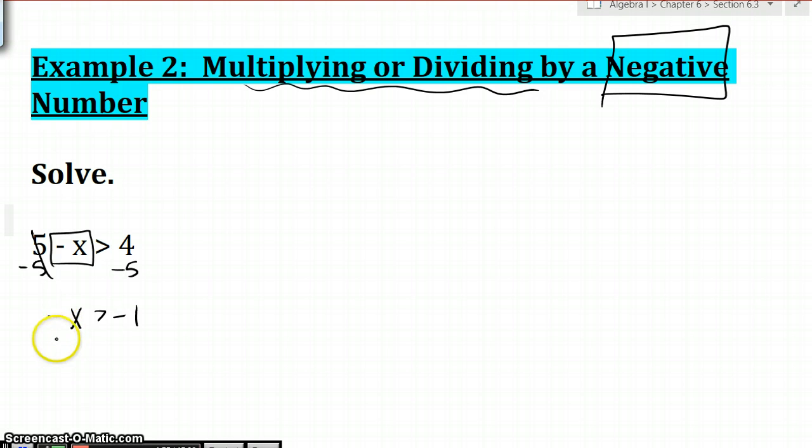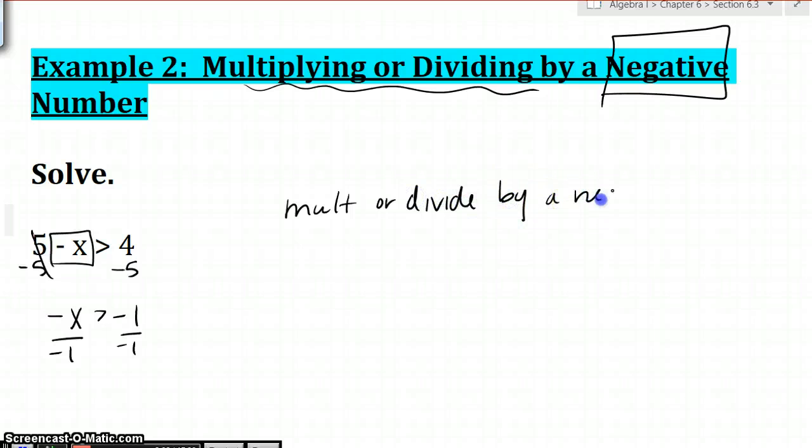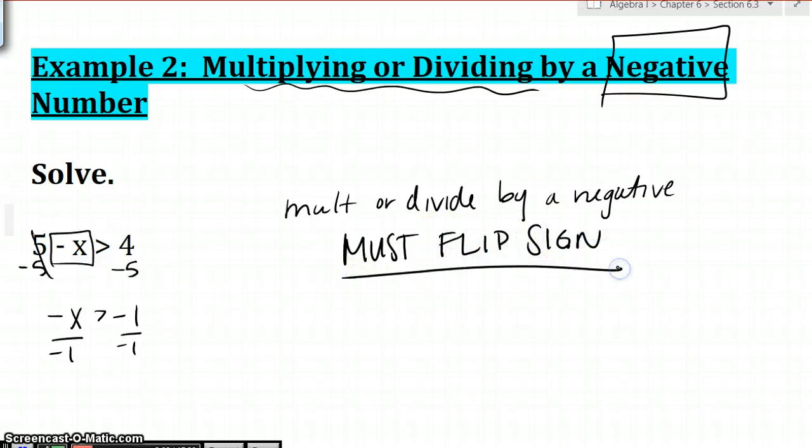Now, to get x completely by itself, to get rid of that negative, you're going to divide both sides by negative 1. If you ever multiply or divide by a negative, you must flip your sign. That's going to be the most important part. So since I divided by negative 1, I now flip the greater than sign to a less than sign. And negative 1 divided by negative 1 is a positive 1. So my answer is x is less than 1.